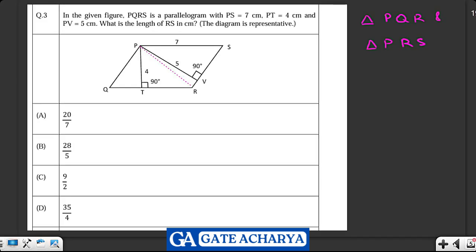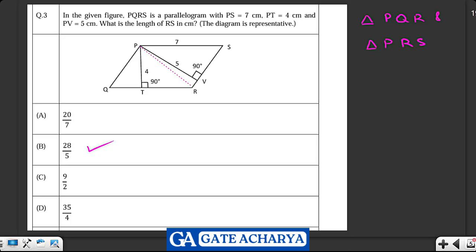Yeah, 28 divided by 5, option B is the answer. Is it understood how I develop this idea? To just understand, take a diagonal PR and remember, in a parallelogram, whatever diagonal you take, the diagonal divides the area into two equal parts. And from there, you can come to a conclusion. Is it clear how simply I solve this problem?